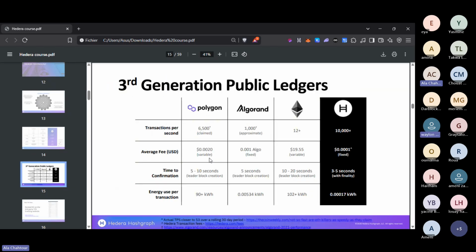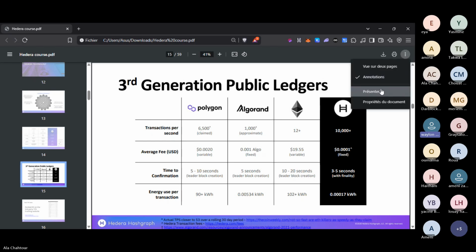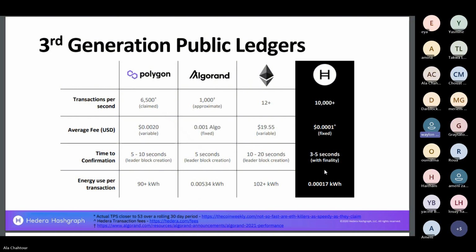I was asking about the energy consumption. As far as I know, Hedera doesn't rely on mining. Is it true? Yeah, of course. And all of those networks in the slide, Polygon, Algorand, Ethereum, and Hedera, they don't rely on mining.